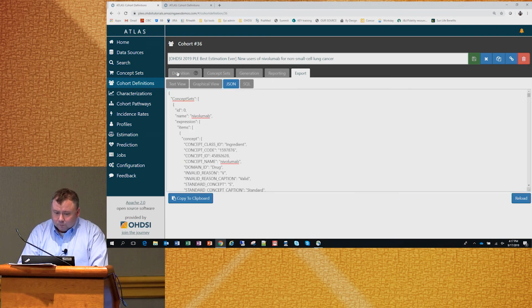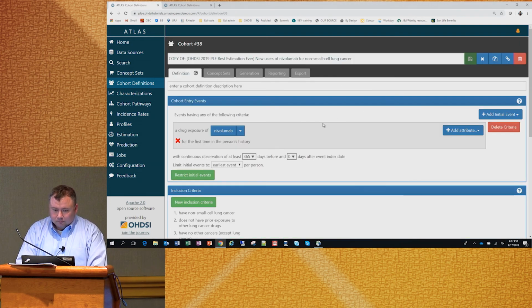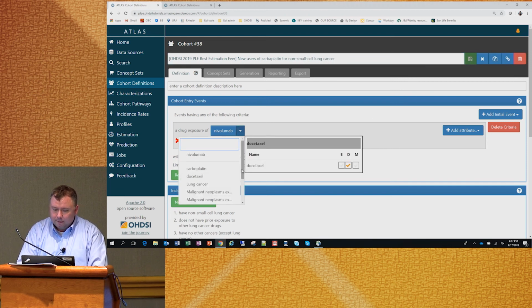Now, that was our target cohort, but of course we need a comparator cohort. So how do we create the comparator cohort? We just need to switch out our target drug for the comparator drug and hold everything else constant. So how do we do that? We copy this cohort definition, but instead of having new users of nivolumab, we're going to have new users of carboplatin. So I'm going to save that as my comparator.